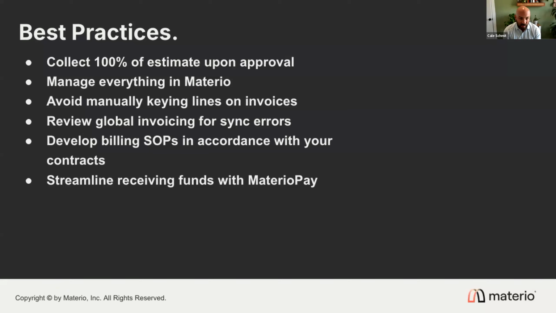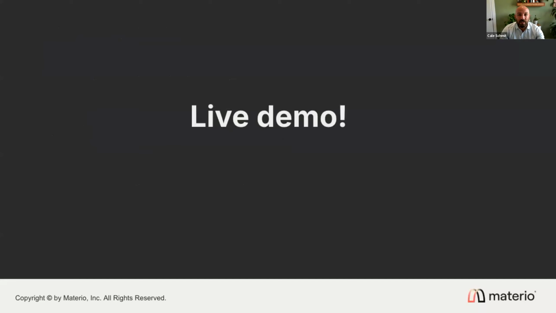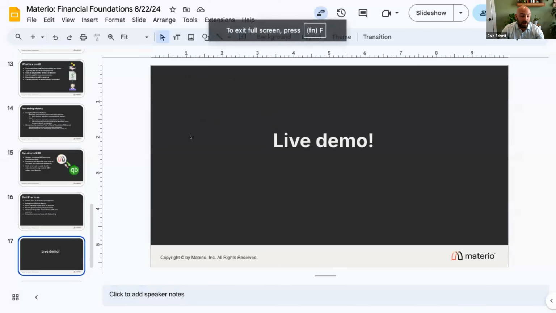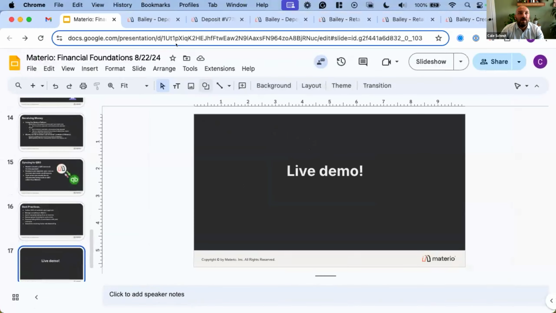So collect 100% upfront, manage everything in Material, avoid those manually keyed items, write those SOPs. I'm happy to sit down with you and write those out with you, like build that out with you, and then use Material Pay, get that integrated into your system so you don't have to worry about processing fees and processing things in multiple systems. All right, so now I'm going to jump into the live demo. Apologies, I'm going kind of fast here.